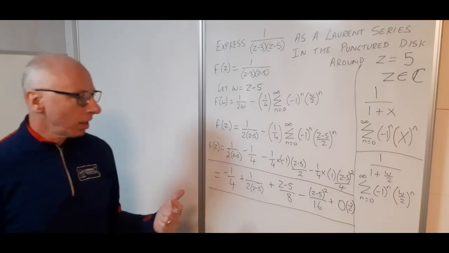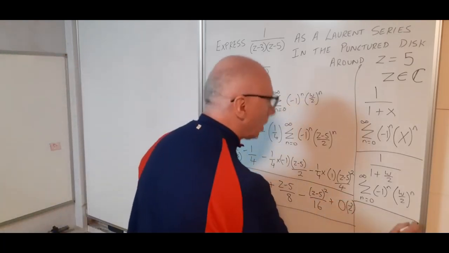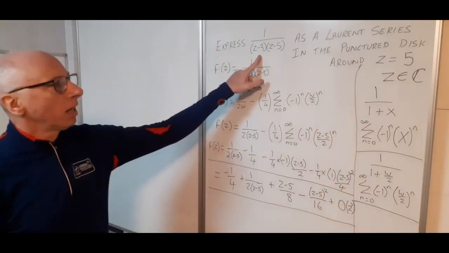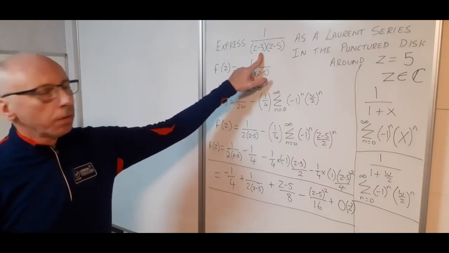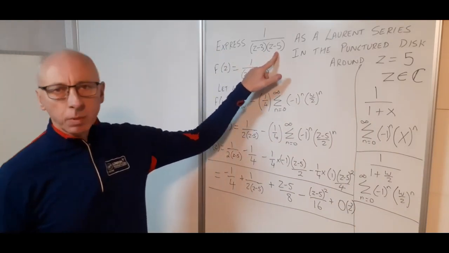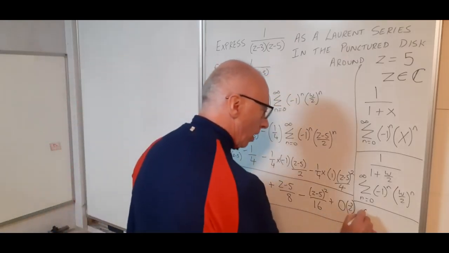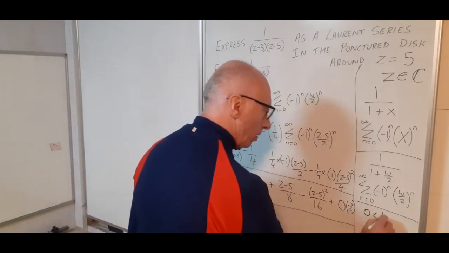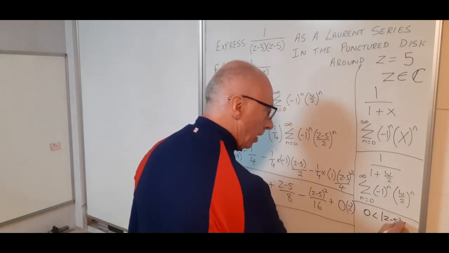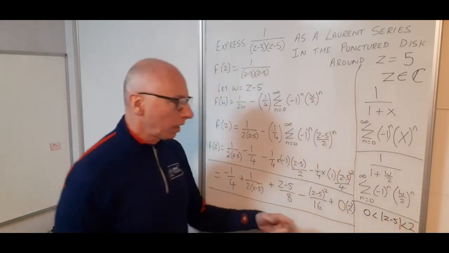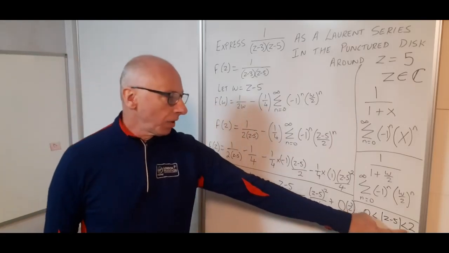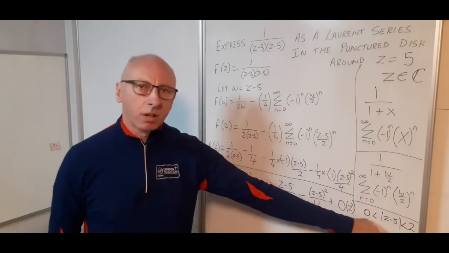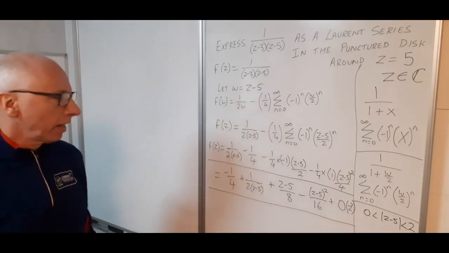Now, where is this series valid? Well, at z equals 3, I'm going to have another singularity. So my range here for the modulus of z minus 5 will be 2. So basically what I've got is 0 less than the modulus of z minus 5, less than 2. So it's going to be an annulus around z equals 5 with a radius of 2. Okay, and that completes that.